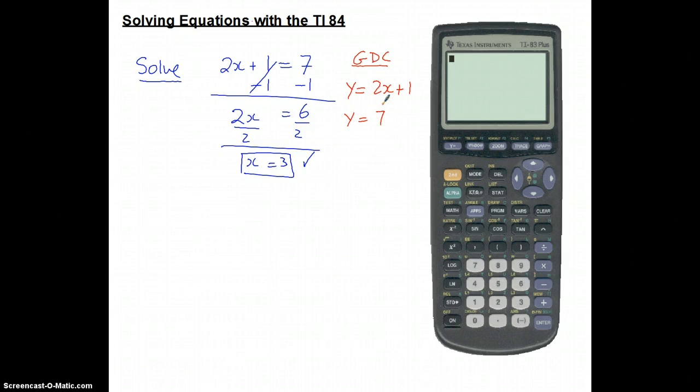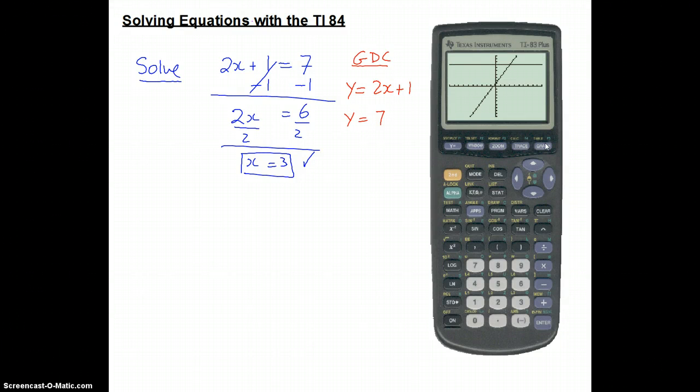So I'm going to come over to my y equals menu. You notice I've put both of those in there. Y equals 2x plus 1, and y equals 7 I've got in there. Now I think I'm on my Zoom standard menu. Let's go and have a little look at our graph.